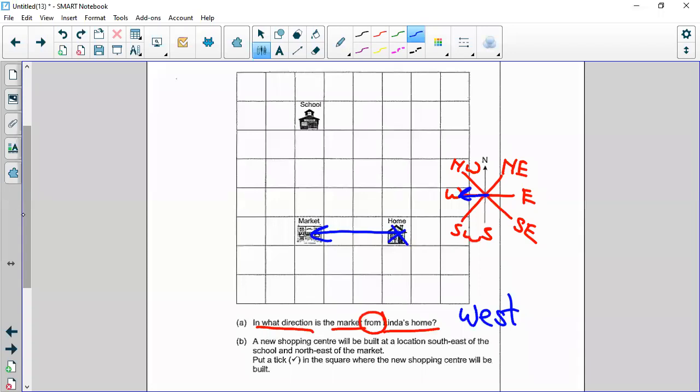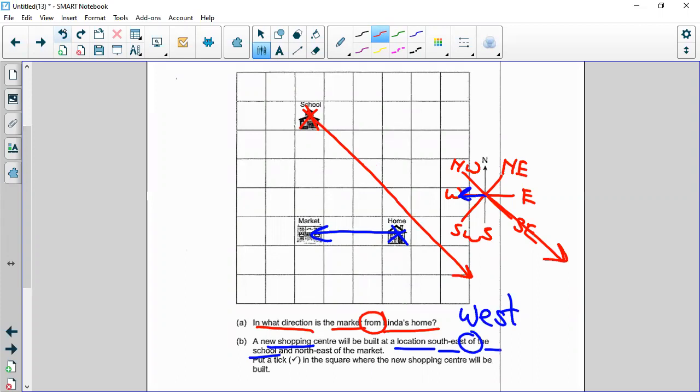A new shopping center will be built at a location southeast from the school. So you start from the school, and you go southeast, which is this way. You draw a line all the way down. Use your ruler and make sure you draw diagonally. So the shopping center is somewhere along the arrow.